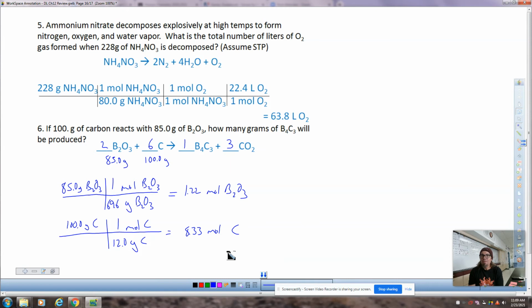All right, that was enough time to think about it. If they are reacting in a 2:6 ratio, that means they're really reacting in a 1:3 ratio. So 1.22 times 3 is only going to be like 3.66. We've got 8.33 moles of carbon, which means that we've got plenty of it. Even though it's reacting at a much higher rate, we've got so much of it that this is our limiting reactant. So now I'm going to finish the conversion table using that.